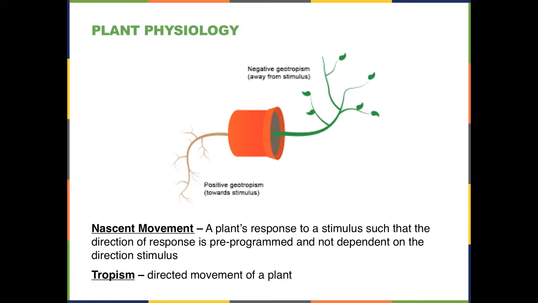Tropism is just a fancy word which means to move in a direction, or directed movement. In this case, we have positive tropism, which means that the plant grows toward the stimulus, and negative tropism means that the plant grows away from the stimulus. All of these movements are executed by the use of hormones. And we'll talk about several different hormones that are involved in various movements and various other activities in the plant.